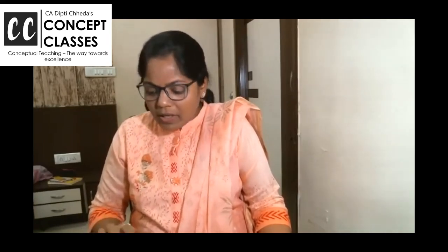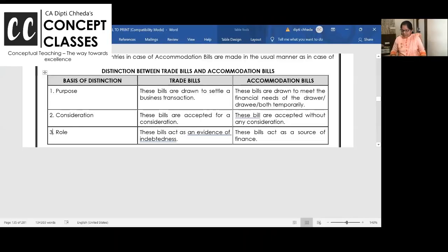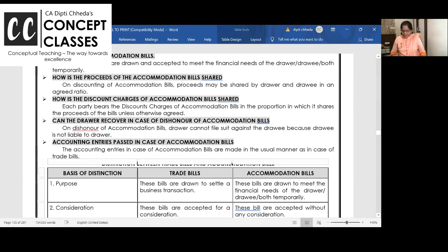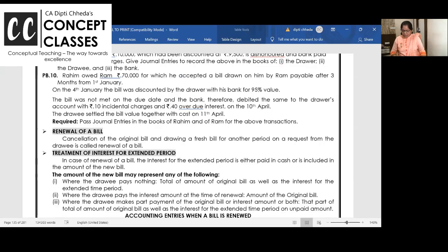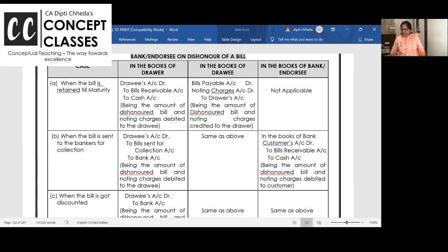So this is all about your base level revision. I want all of you to read up yesterday's problem because it was incomplete. So let us take up that dishonor concept. Whenever there is a dishonor, what entry will you pass? In the drawing case, you reverse the entry. Dishonor means the bill is not honored: money is not there, date is not correct, balance, some reason. So when the bill is dishonored, reverse the entry.